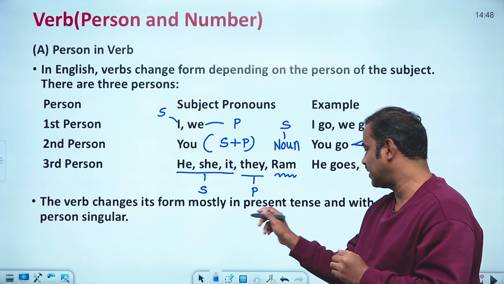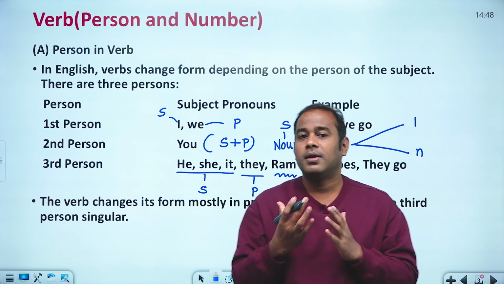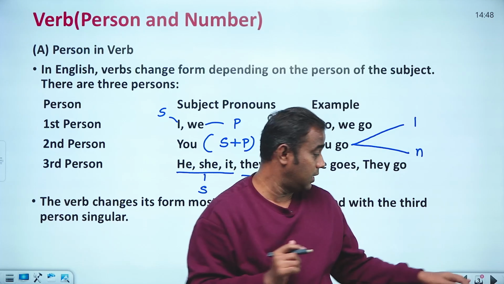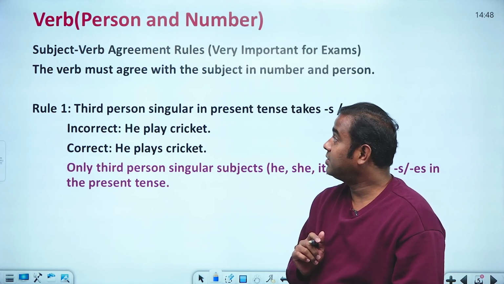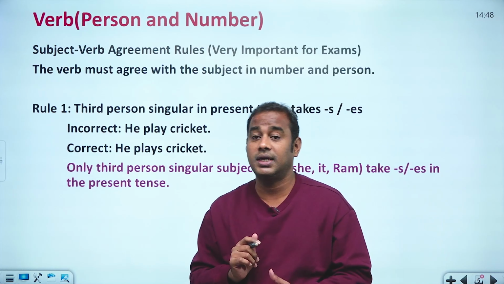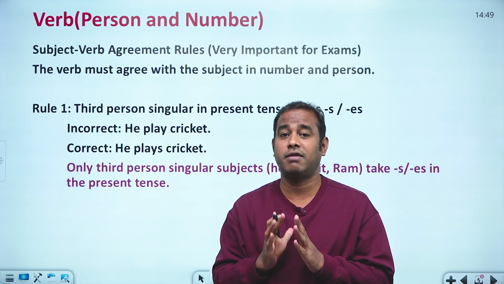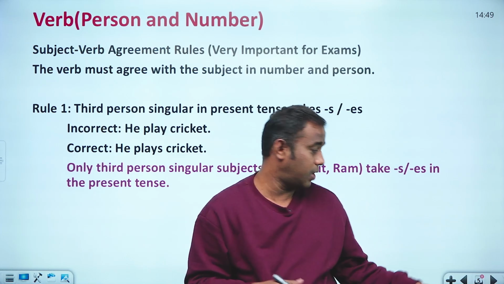Whether it is in a present tense or whichever tense it is. So the main point you need to understand here is, whenever the verb is dealing with the third person singular, then only you should be mindful about how the verb conjugation is going to come. That's the main important point.